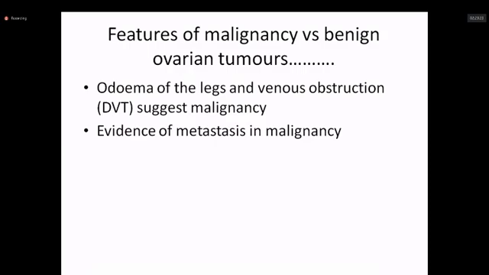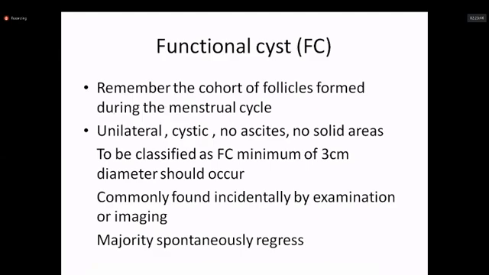And of course, lastly, metastasis is the spread of the cancer from the ovary to the liver, from the ovary to the lung, from the ovary to the brain. So all distant metastasis. So if there is any metastasis with the primary tumor in the ovary, it's mostly malignant tumors. Now we are coming to the functional cyst.